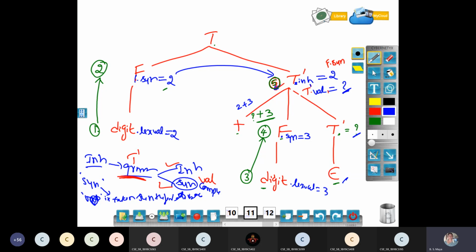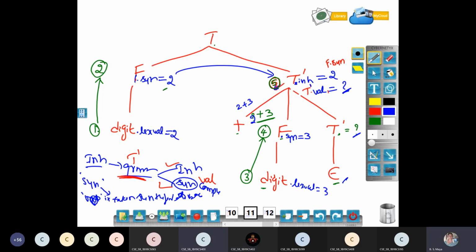See now, what value shall I compute at the next one? Can I compute? Now I have a 2 from the inherited. 2 plus 3. 2 plus 3 is 5. I have the answer. See, where are you? Are you at node number 5? Any doubt in node number 5?